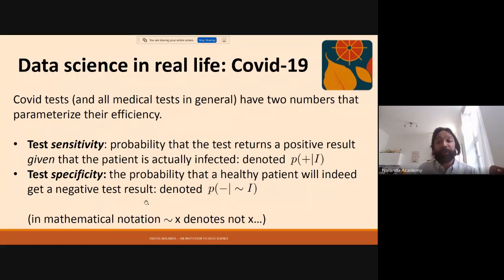So the notation we're using here and what follows is this little squiggle, which in mathematics is used to denote "not the following." It's a symbol used in formal logic, and if you see a squiggle in front of something, it is negating it. It is saying that this is not true. Okay, so this is the probability that you test negative given that you are not infected.